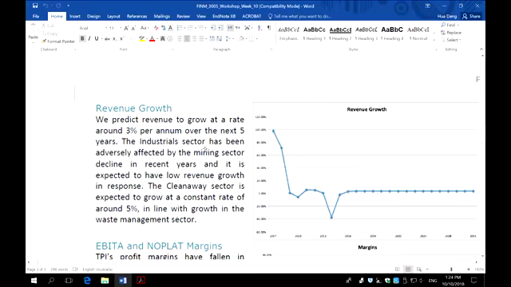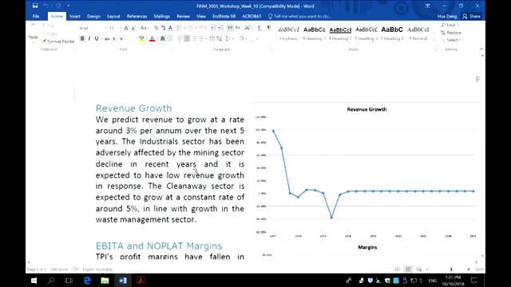The industrial sector has been adversely affected by the mining sector decline in recent years. There's no problem with that at all, and you do observe the revenue decline after the global financial crisis that coincides with the weakened demand for Australian resources. That's because it's the dominant segment of the company. The overall revenue does coincide with the overall trend of the resources sector of the general economy.